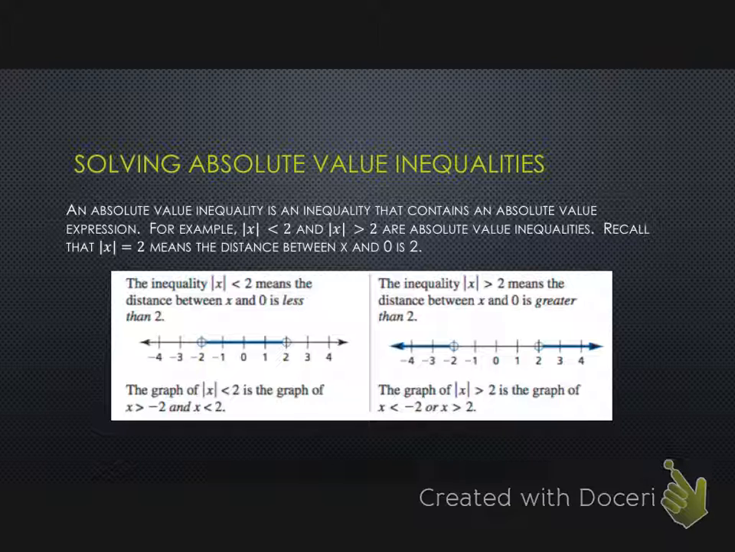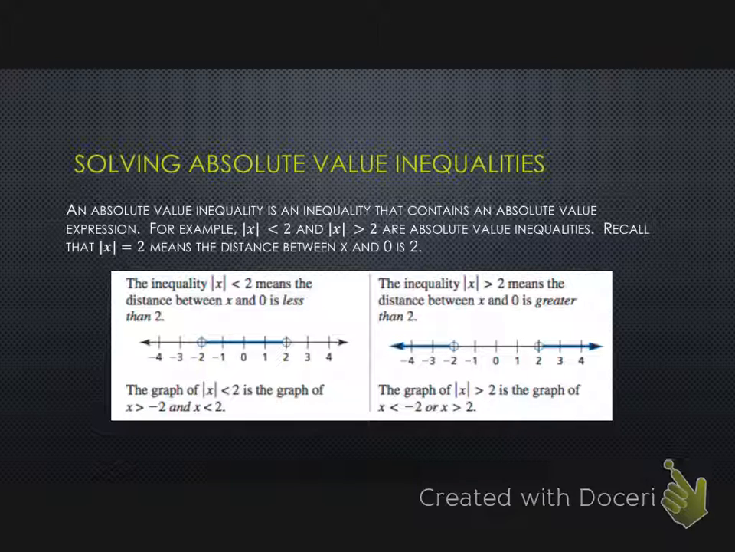Now recall that the absolute value of x equals 2 means that the distance between x and 0 is 2. So the inequality of the absolute value of x is less than 2 means that the distance between x and 0 is less than 2. So we put an open circle at 2 and negative 2, and it's the line in between those two. It could be any of those.